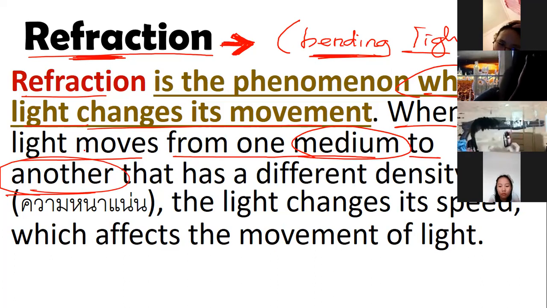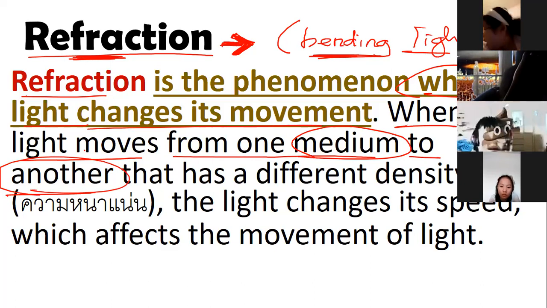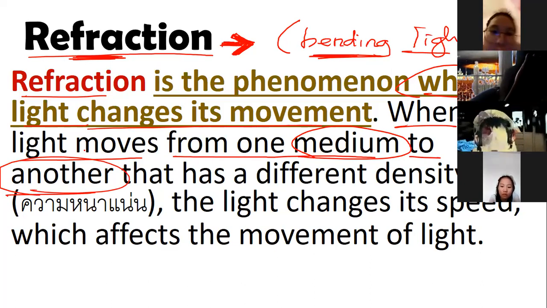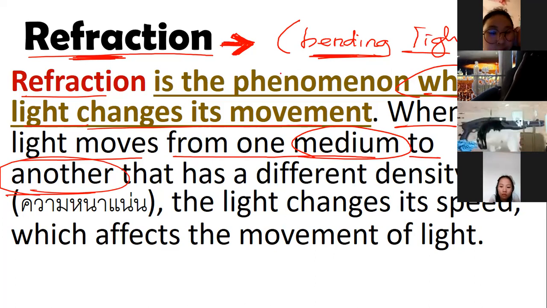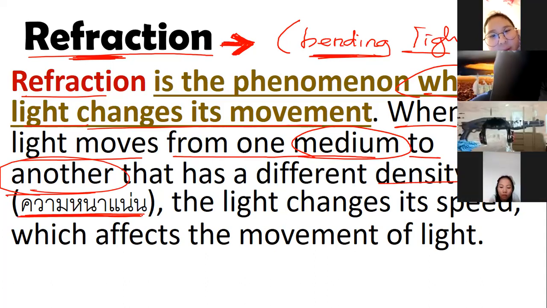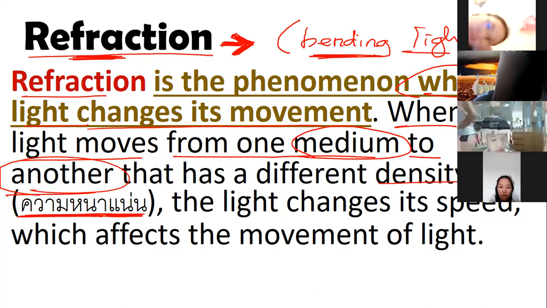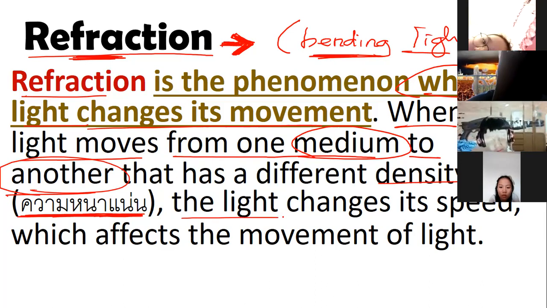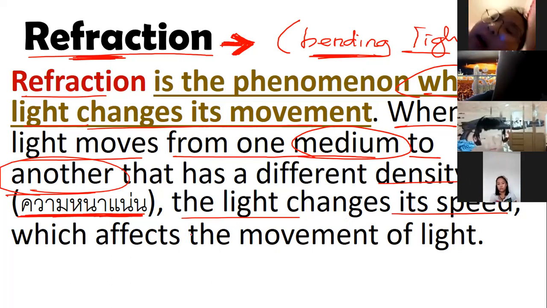When the light travels in a straight line and hits another one, so there are two objects here, two objects that have different density. The light changes its speed, which affects the movement of light.